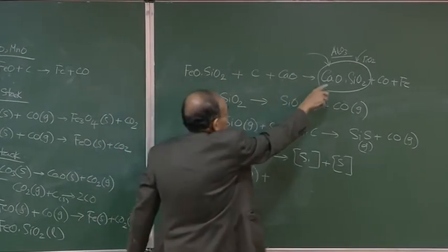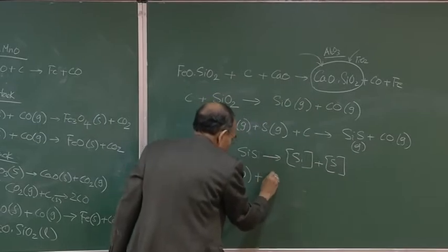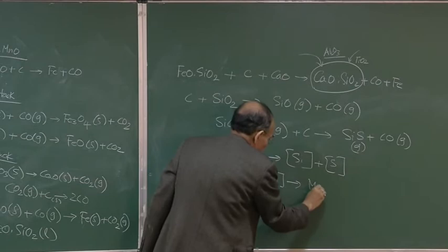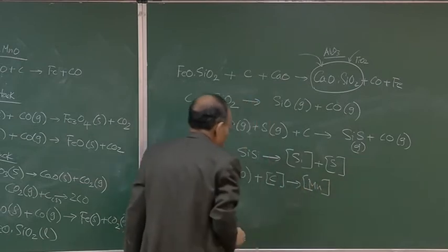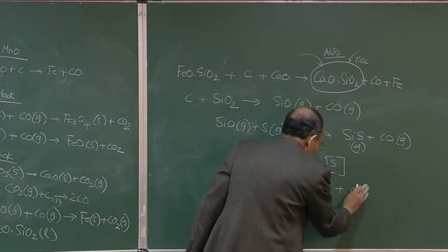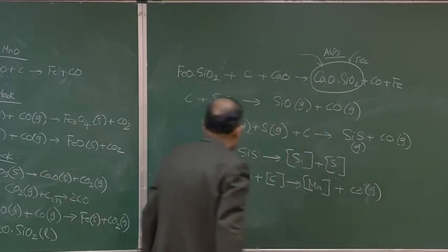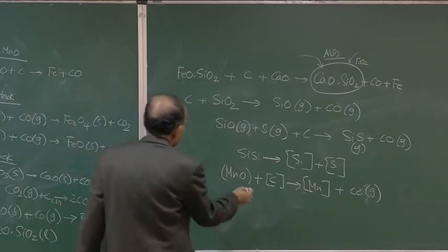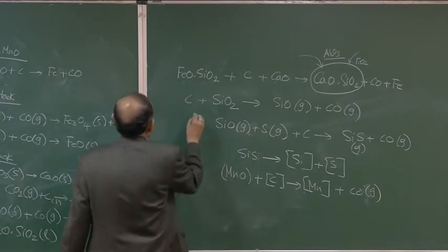So, therefore, whatever MnO is there, even if it gets into the slag, ultimately what happens is, when it comes in contact with the metal, then Mn gets transferred into the metal by this reaction.